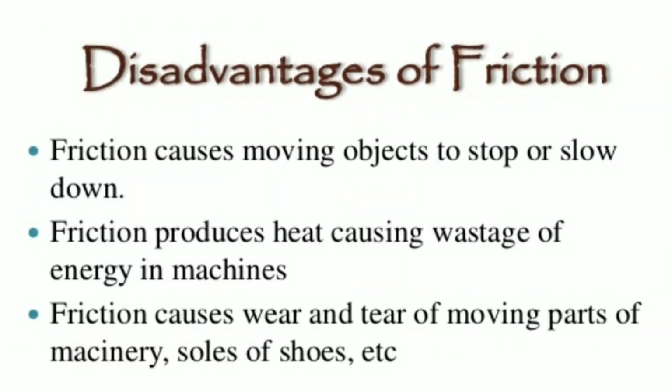Disadvantages of friction. Friction causes moving objects to stop or slow down. Friction produces heat, causing wastage of energy in machines. Also, friction causes wear and tear of moving parts of machinery, soles of shoes, etc. You might have noticed that the grooves of the tire become smooth after continuous use, or the soles of the shoes get worn out, or the stone steps get worn out after being used over a long period of time.